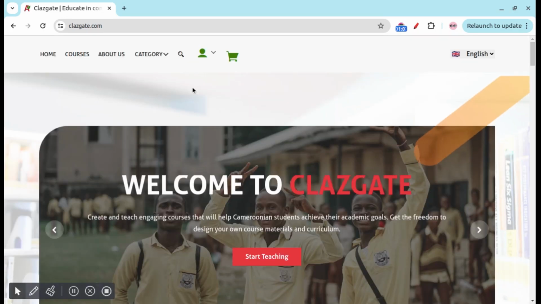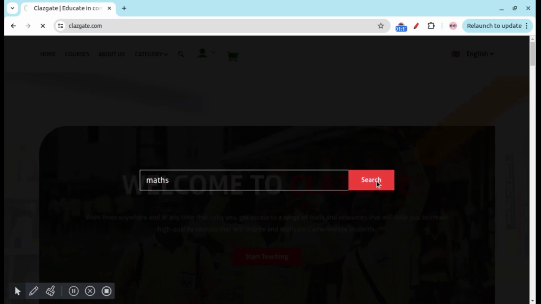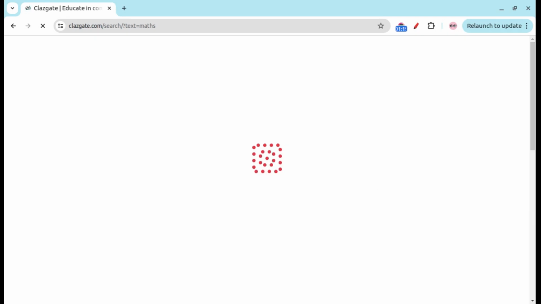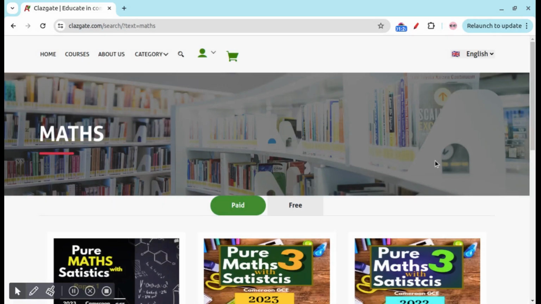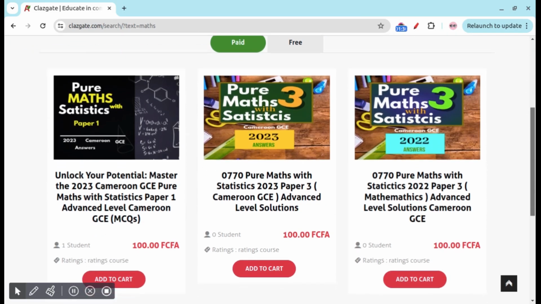So let's get started. After logging in, search for the course you want to study, and today we're studying mathematics. Everybody's studying maths, so we're searching for maths. And now you have all the mathematics courses available. And it's just 100 francs.